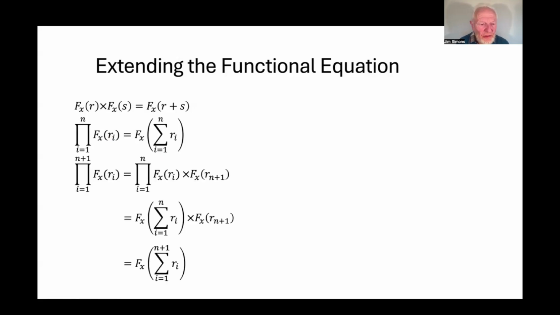Well, that's a simple inductive proof, isn't it? So suppose that one was true. Let's prove the next one along. So the product of n plus 1 of these things is the product of n of them times the last one. By the inductive hypothesis, that product is equal to that. And by the starting version, that times that is equal to that. So that's true.